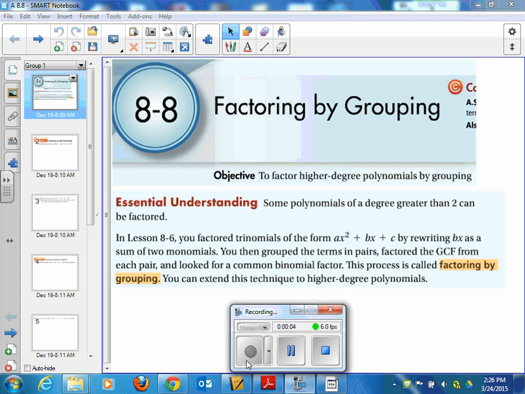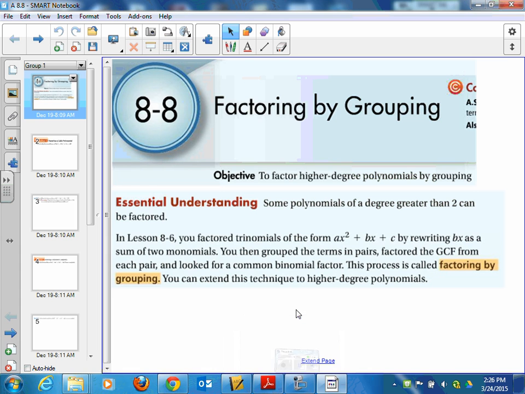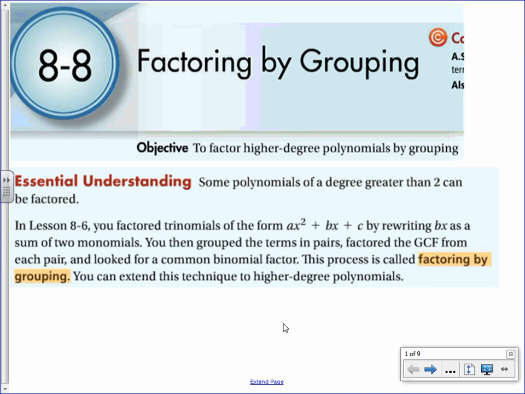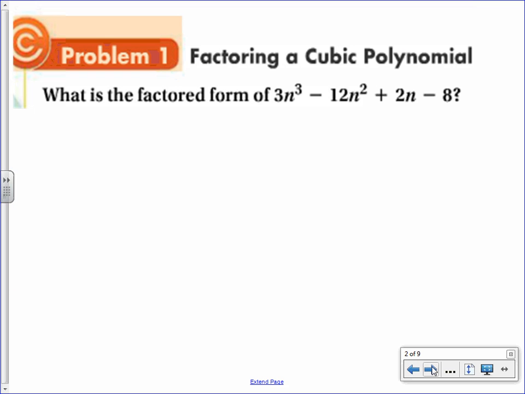All right, so go ahead and put the title and the objective in. We are factoring by grouping, and the objective is to factor higher degree polynomials by grouping. The first one, you'll notice right away that there are 4 terms. If there's 4 terms, go ahead and make the table that we've been making.